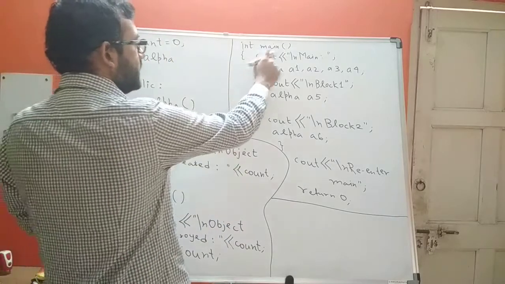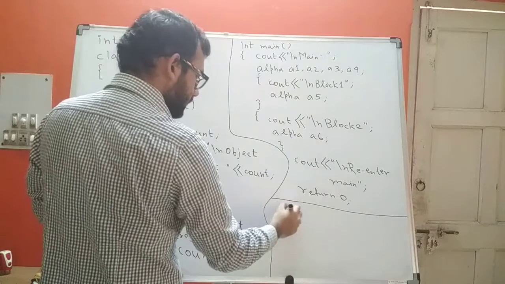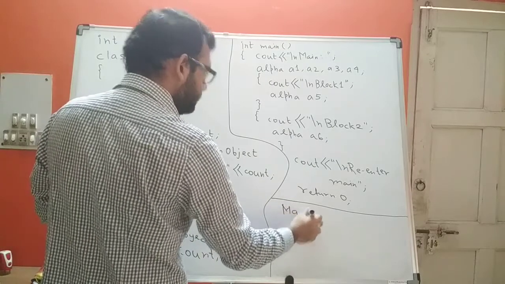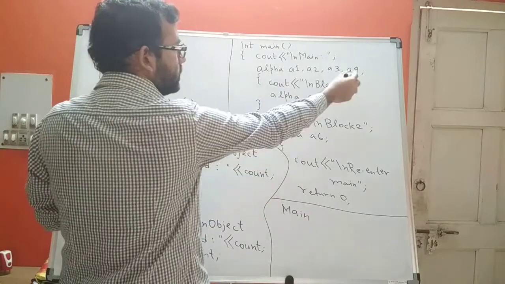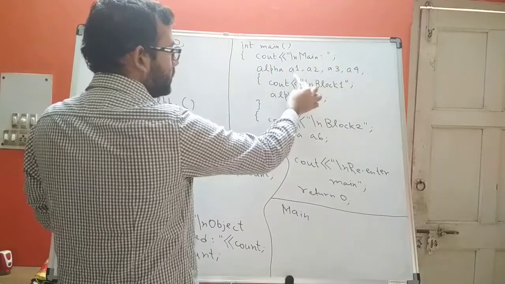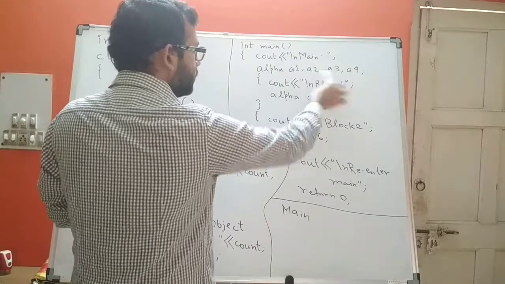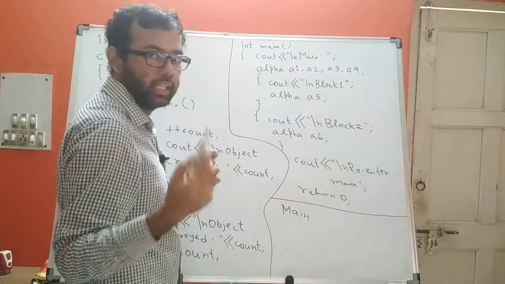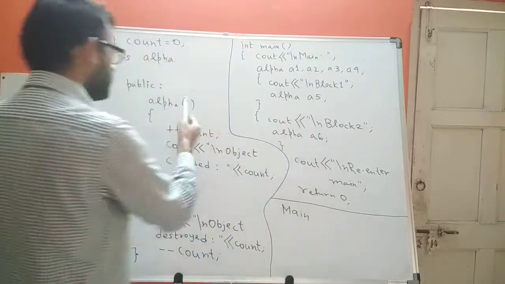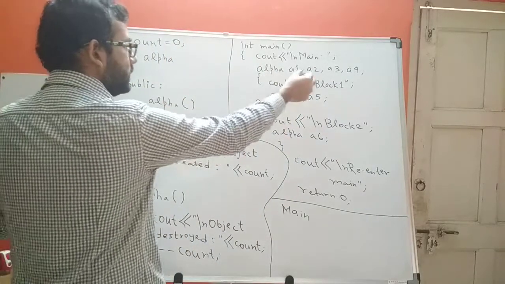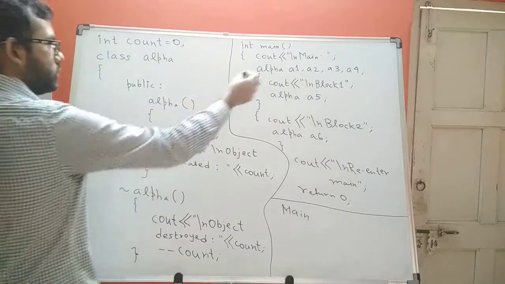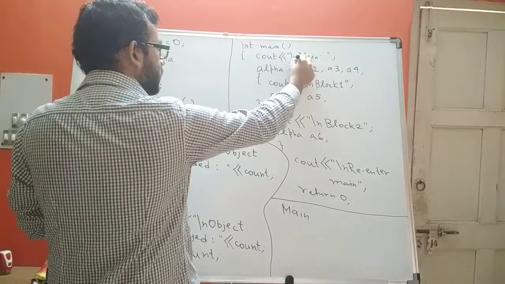Now see, I'm saying cout main. So first, the statement main will be printed, and now I'm creating 4 objects at a time. I'm creating A1, A2, A3, A4, and none of these objects are taking in any arguments. That means the default constructor will be invoked, first for A1.